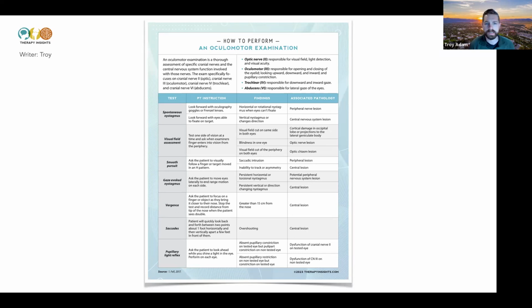So in general, my oculomotor examination, and I think most would include the following things. So you're looking for spontaneous nystagmus. This is nystagmus, right?